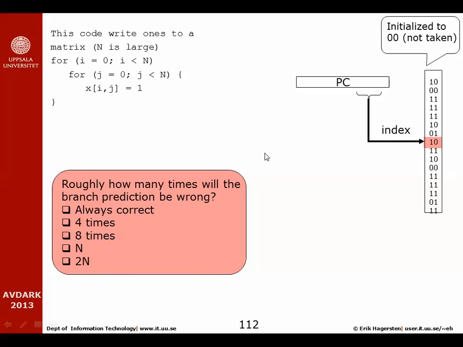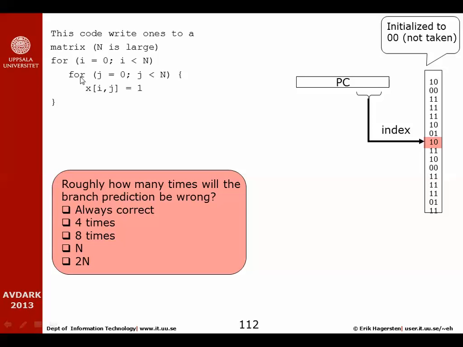So the answer here is n times it will be wrong. What will happen is that we start executing. Of course, there are 2 branches in this program. For the outermost branch, after we've taken that branch twice, we're going to figure out that this is a branch that is always taken, for n times, until we fall out of the program. The last time it's not going to be taken.